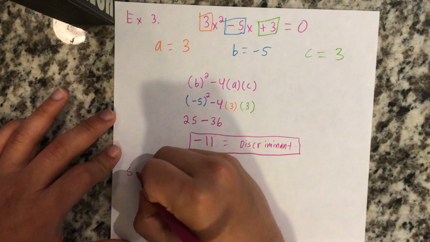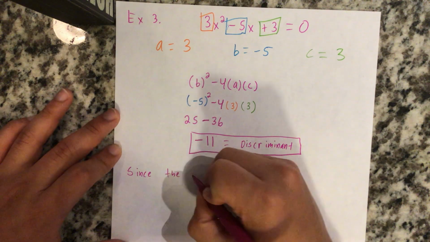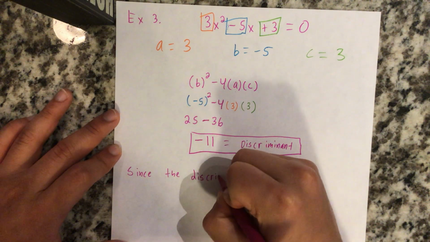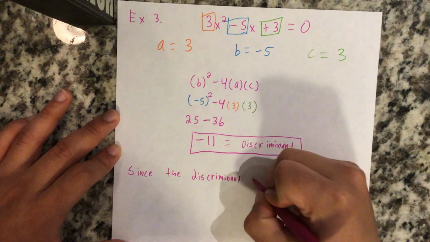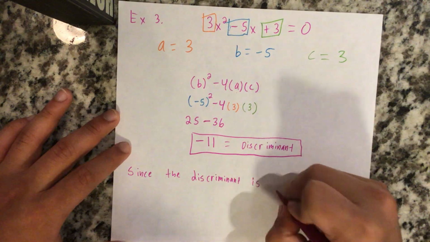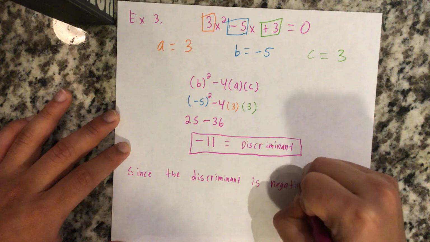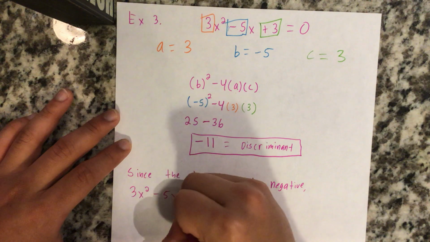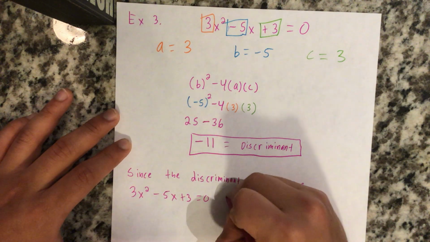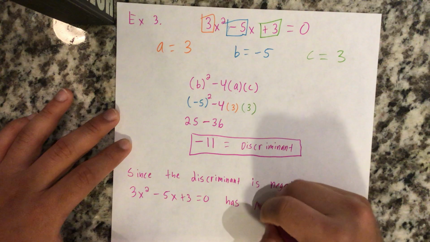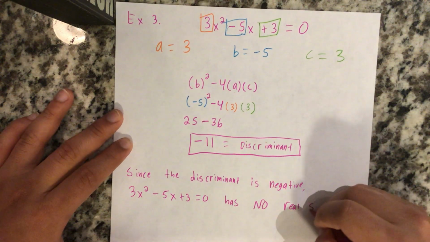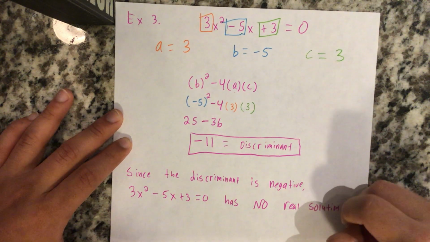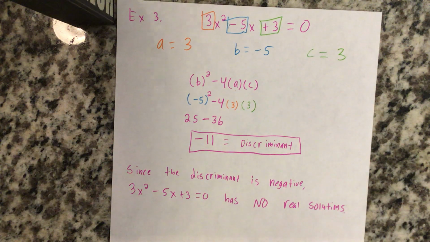So, since the discriminant is negative, right? Negative 11. So since it is negative, okay, 3x squared minus 5x plus 3 equals 0 has no real solutions, right? So that means it never touches the x-axis, okay? And that's it. We're done. That's it. That's all we can do with the discriminant, okay?